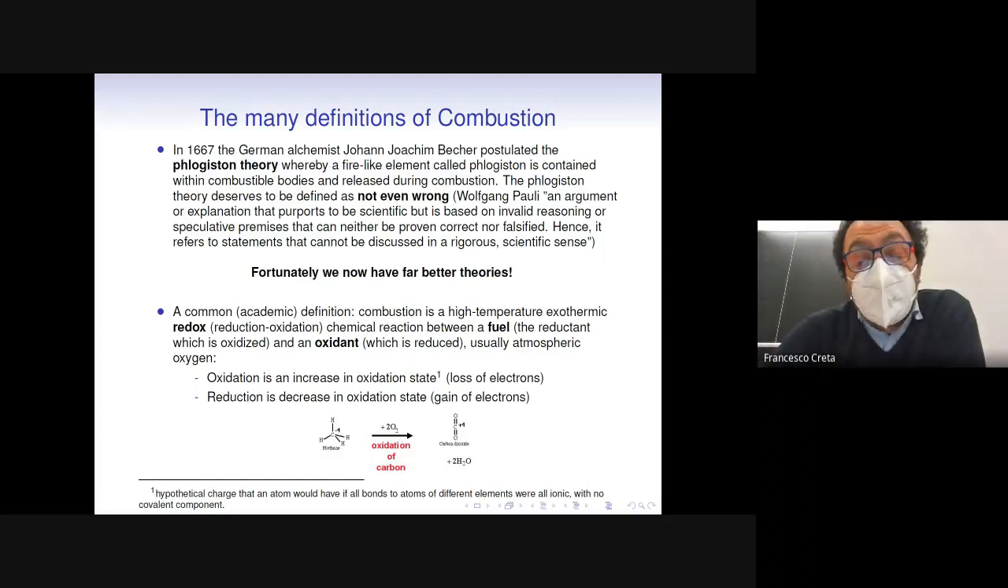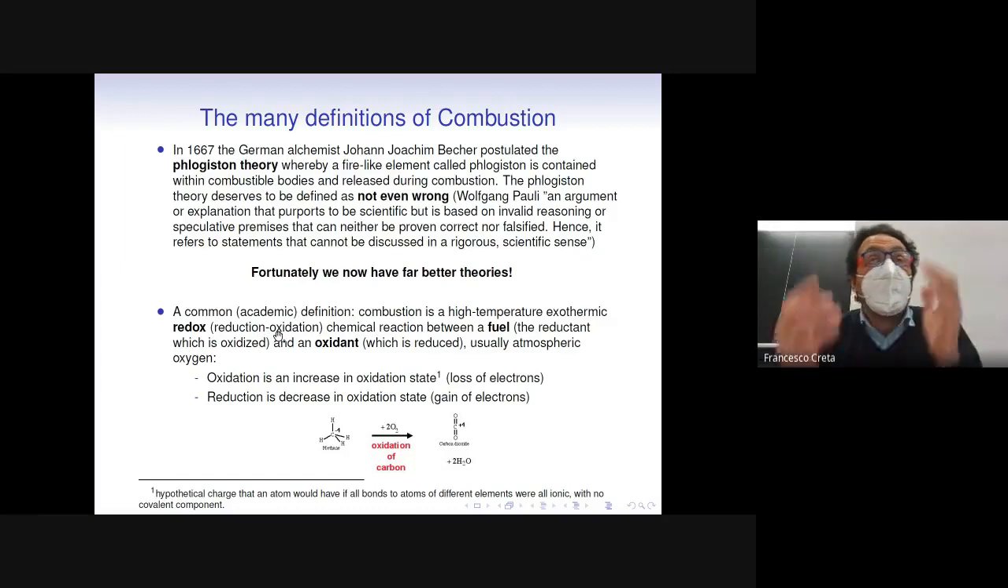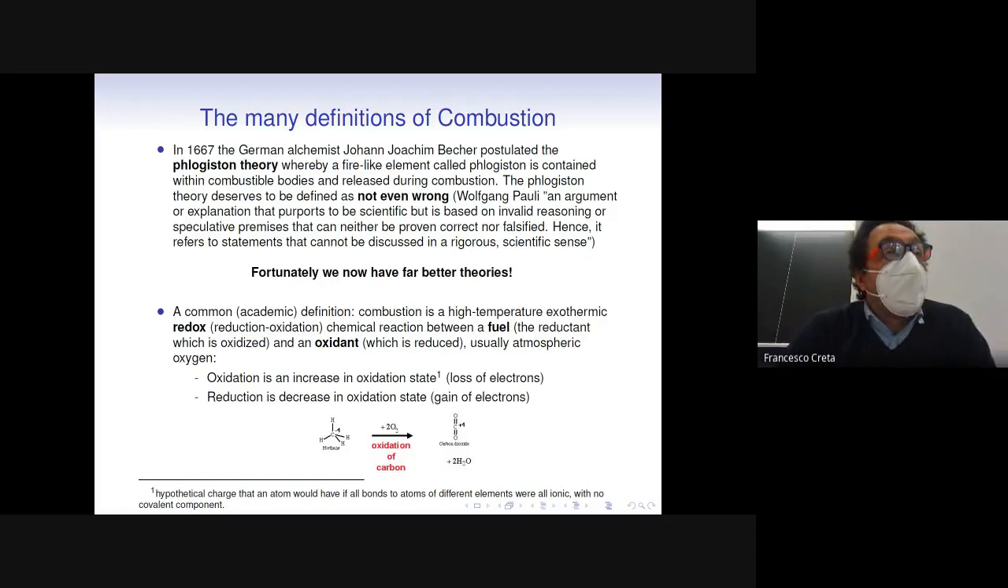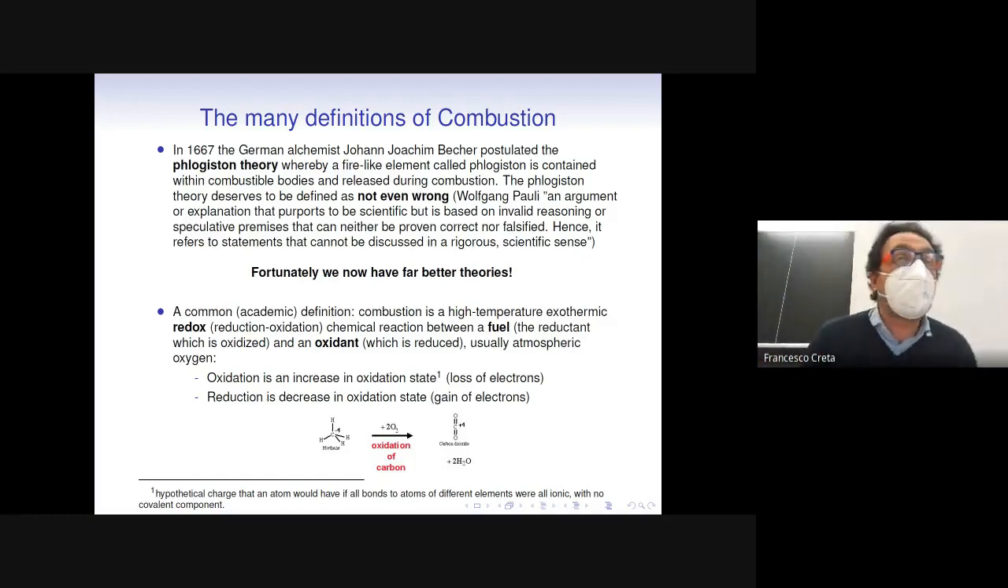So it's hot. It releases heat, so it is related to high temperature. And it's called a redox, or reduction-oxidation, reaction, okay? Between, and this is clearly fundamental, you need a fuel and an oxidant. By that I mean two molecules that have different characteristics. The fuel is the so-called reductant. So the fuel is being oxidized, and the oxidant is being reduced.